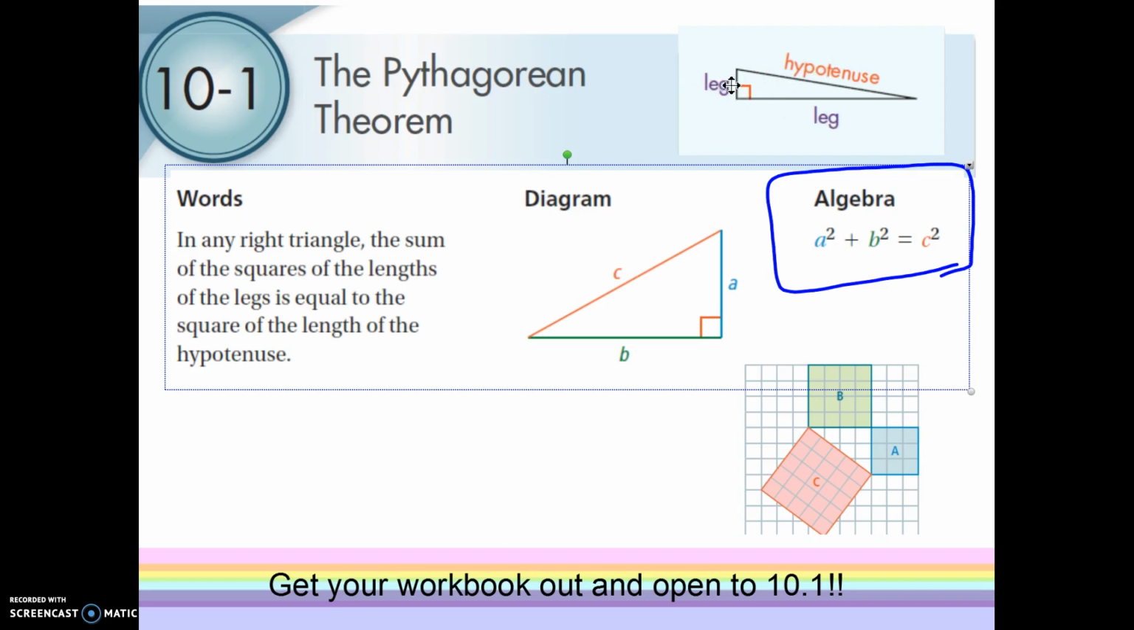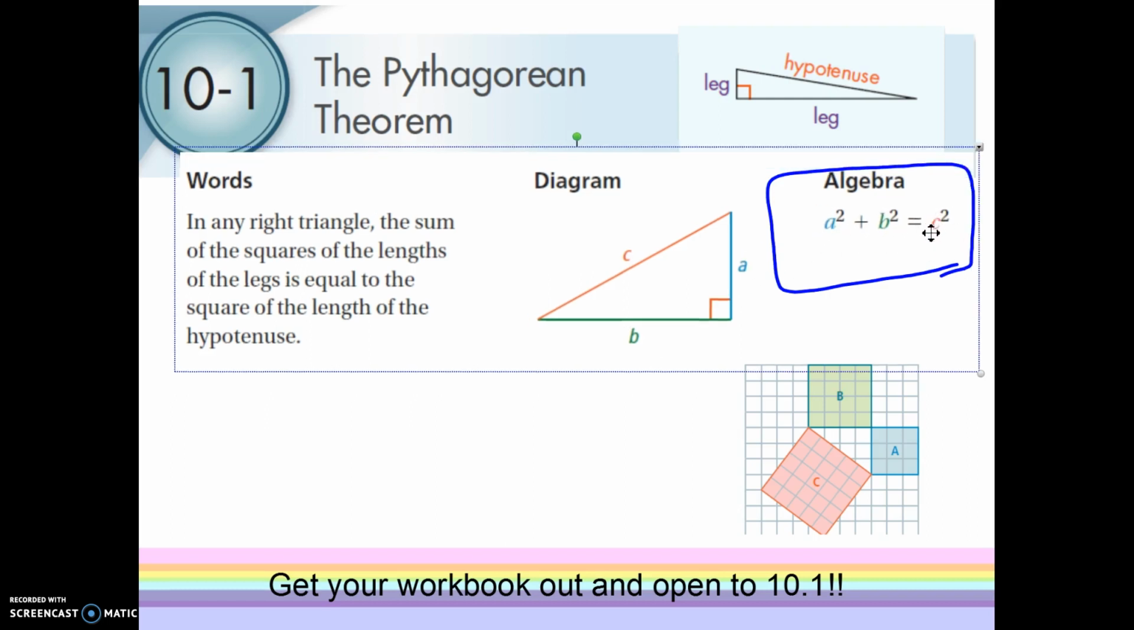The other two are called legs, and they're basically interchangeable. It doesn't matter which one you plug in because it won't make a difference. It's a commutative property. So our formula for Pythagorean theorem is a squared plus b squared equals c squared. And a and b are the legs. Again, they're interchangeable. Doesn't matter which one's a or b.